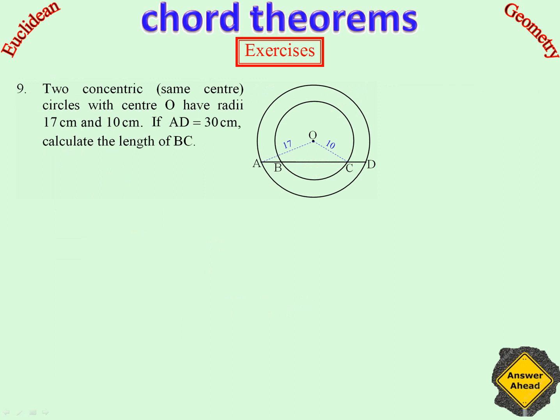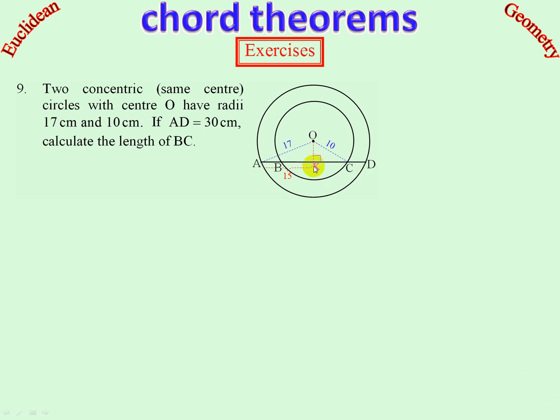Two concentric circles, radius 17, radius 10, and we have to find the length of BC. Well, we can use this one to find the length of AD, which we know, so therefore we can find that distance there. There we are.